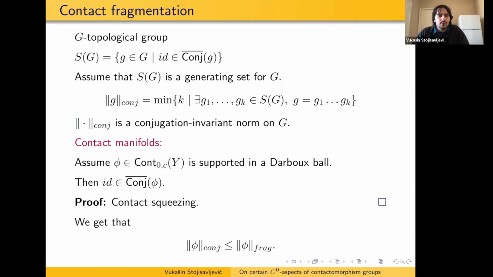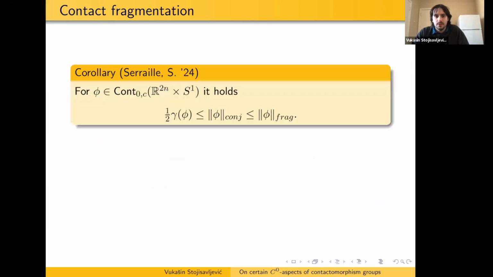Okay, so maybe you ask, why am I doing all of this? Looks abstract, but in fact, because of this C0 almost continuity of gamma, it immediately implies the following thing. So 1/2 of gamma is less than this norm on the contactomorphism group, which is less than fragmentation norm. And since gamma is unbounded, you now notice that fragmentation norm is unbounded.